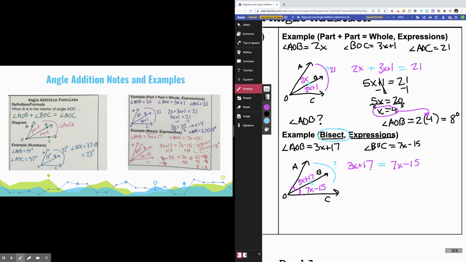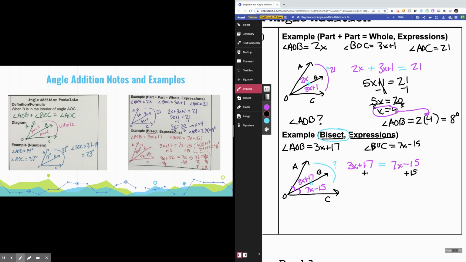I only want to do this when I have different expressions for the two parts. If you have that magic word bisect in there, because if they have the same expression, then of course they're going to be equal because they're exactly the same. That won't do you any good. Okay, so you want different expressions for your two parts here if you're dealing with a bisector. All right, so let's go ahead and go through and solve this.